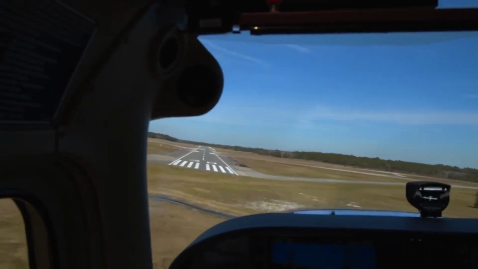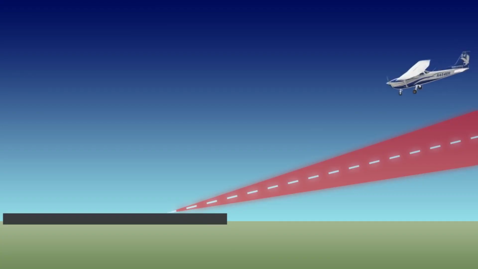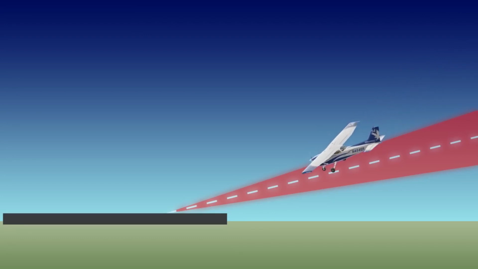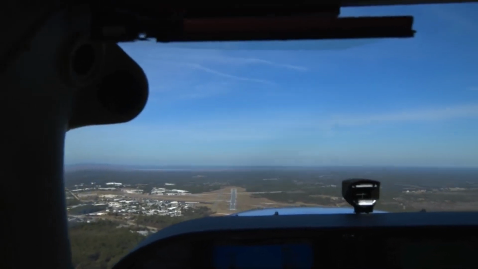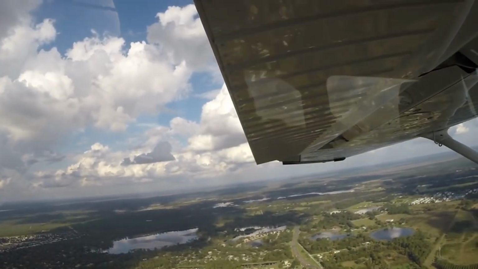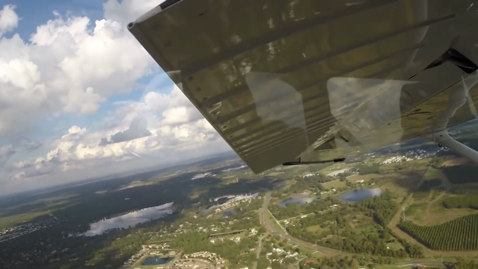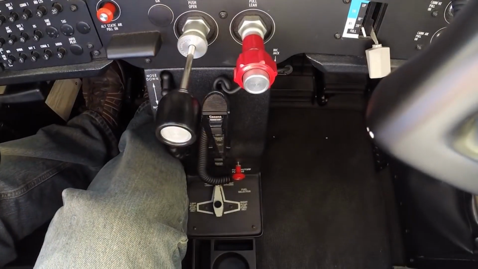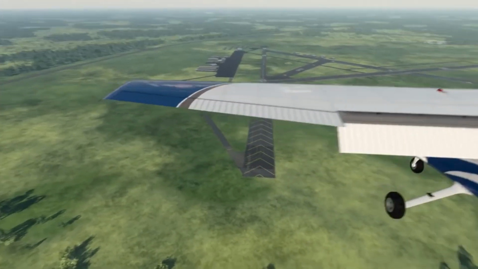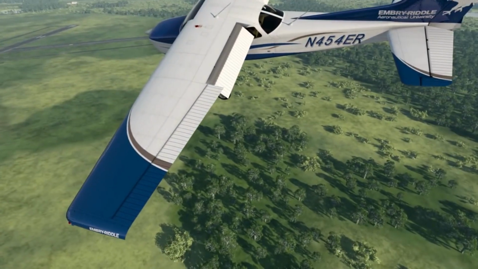If an insufficient rate of descent occurs on downwind, the pilot uses a forward slip to increase the rate of descent. The pilot should make a coordinated turn to base. At this point, ongoing evaluation of height takes place. If the airplane is high on base, continued forward slip should occur. However, the pilot should make a coordinated turn to line up with the final approach course.